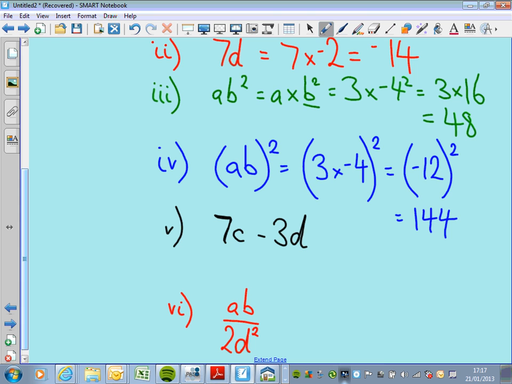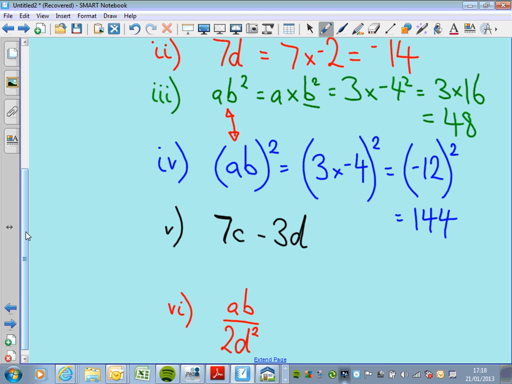So the mere fact of the brackets here, the only difference between this question at the top and this question here, numbers 3 and 4, was the brackets. But the brackets meant that we did the A times B first in the second question, whereas in the first question, the absence of brackets meant we did the indices first, the B squared, and then times it by A. And that explains the two different answers that we got.